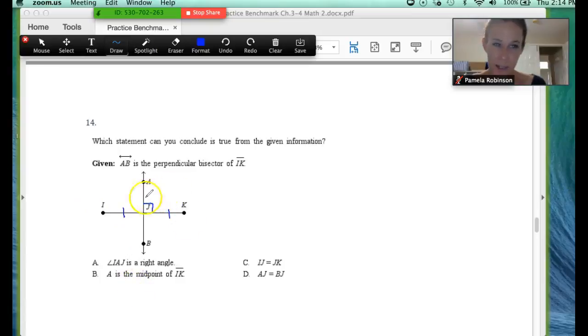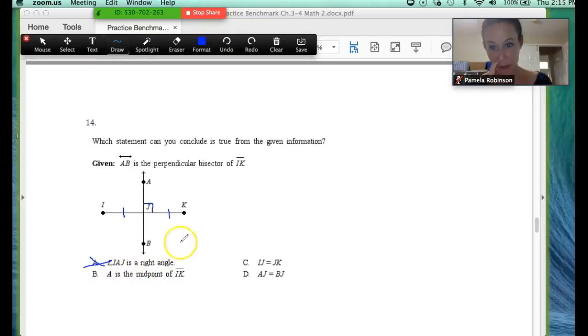It does not necessarily mean these are congruent. No, you don't know that. It does not say IK bisects AB. It says AB is the perpendicular bisector of IK. So these are congruent. Let's go through it. Which of these can we conclude is true? Angle IAJ is a right angle. This angle right here is not even formed. We don't know that. We haven't even formed that angle. So it's not that one.